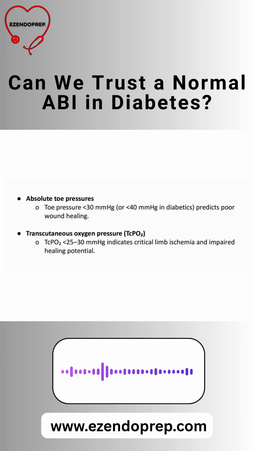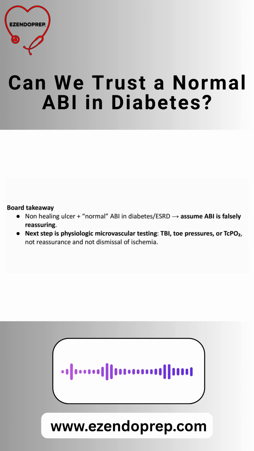Transcutaneous oxygen pressure is another option. Values below roughly 25 to 30 millimeters of mercury suggest critical limb ischemia and impaired healing potential. Guidelines align on this approach.